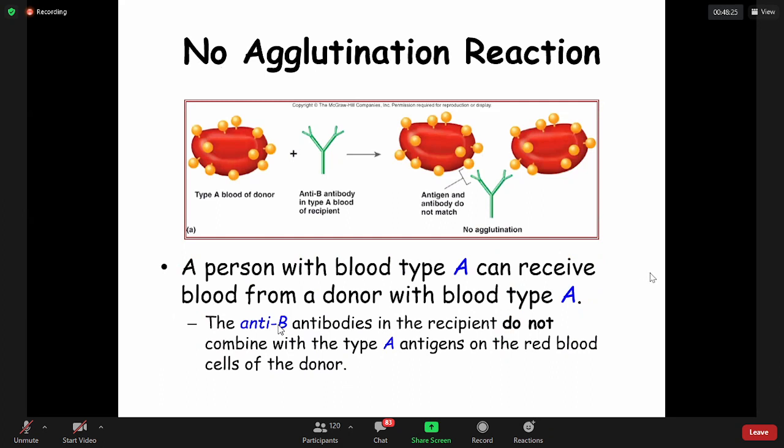A person with blood type A can receive blood from a donor with blood type A only. If you are blood group A, you can only receive blood from blood group A. The anti-B antibodies in the recipient do not combine with the type A antigens on the blood cells of the donor. That's how you're able to receive blood. If you're blood type A, you have anti-B in your blood. So when you are given A, the anti-B cannot react with it.